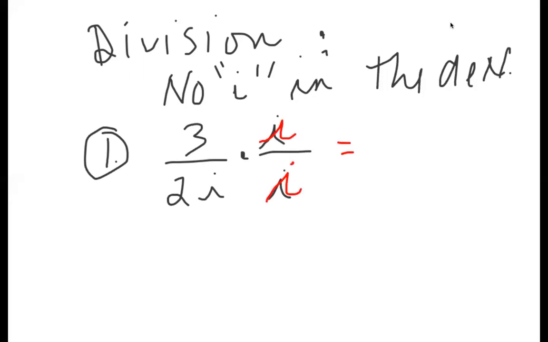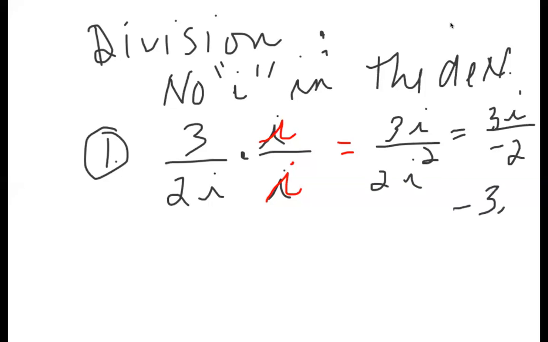So when you multiply here, you get 3i over 2i squared. And of course, i squared is equal to negative 1. So this would become 3i over negative 2. But you don't want to leave the negative in the denominator. That needs to be either mid-fraction or in the numerator. So this would become negative 3i over 2. And that's it, guys, okay? So that's the first type.